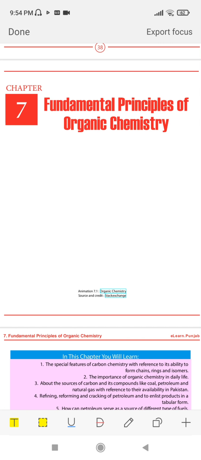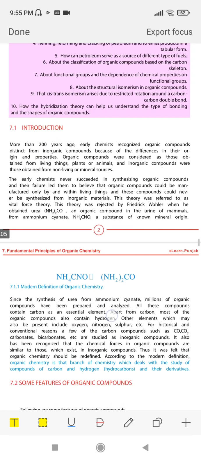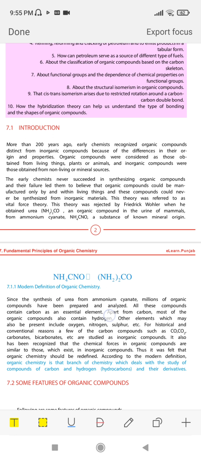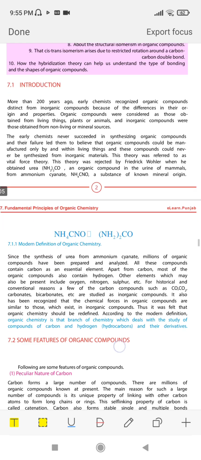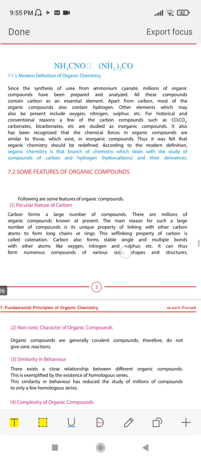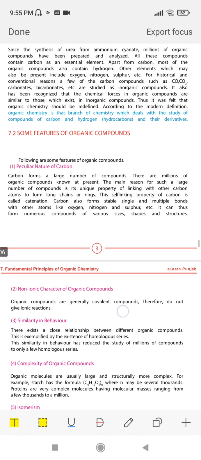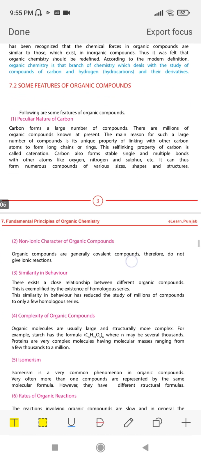We were discussing chapter 7 of second year chemistry, the fundamental principles of organic chemistry. We have discussed the introduction, the vital force theory and the rejection of the vital force theory. We have also discussed the modern definition of organic chemistry. Today we will discuss some features of organic compounds.